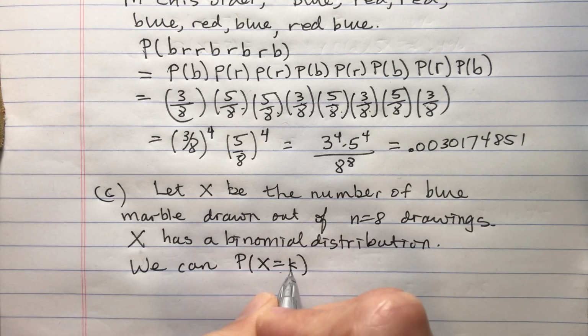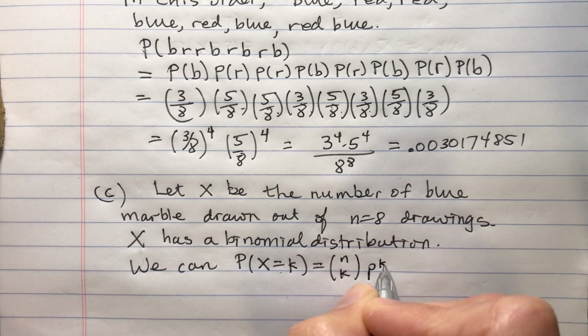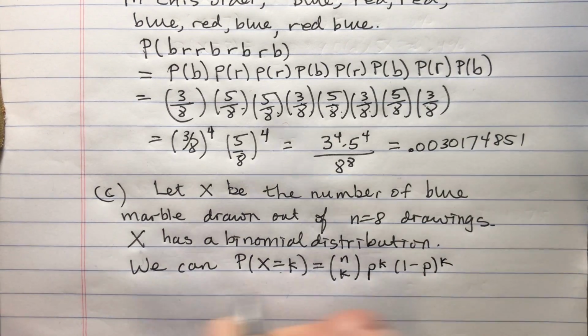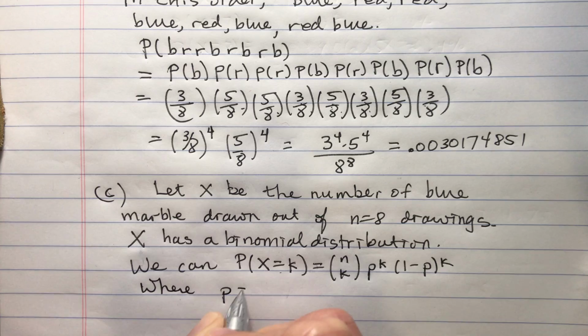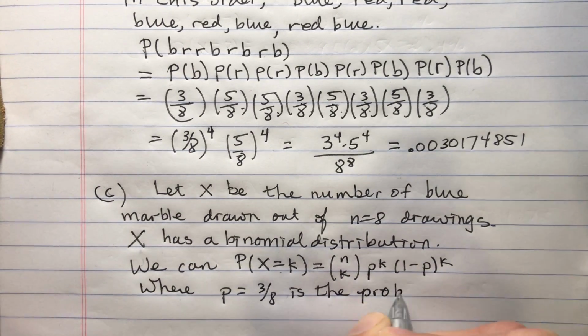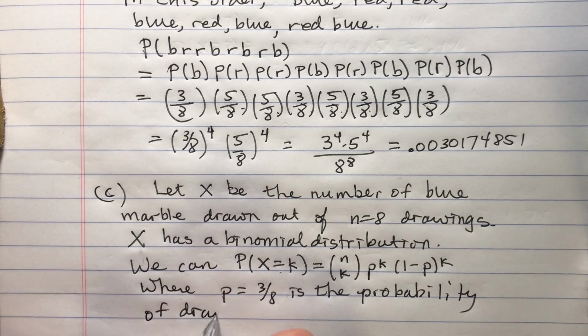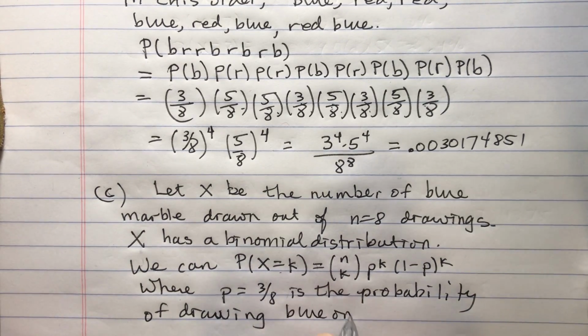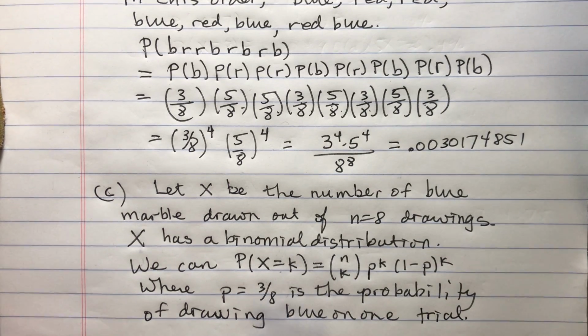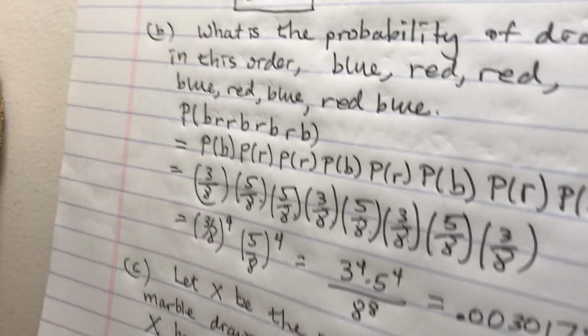The probability X equals k, like X equals 2, X equals 3, is n choose k, p to the k, 1 minus p to the n minus k, where p equals 3/8 is the probability of drawing blue on one trial, on one drawing. Each time you draw, that's called a trial.